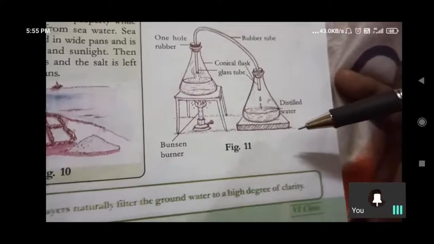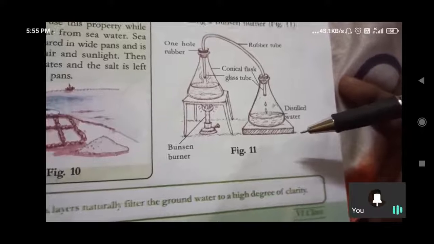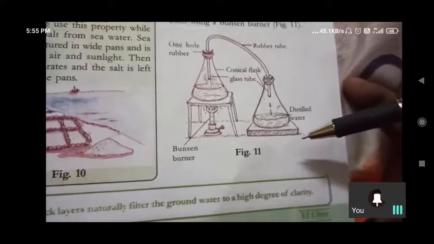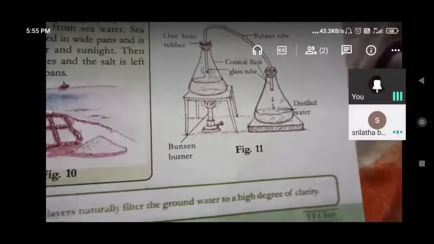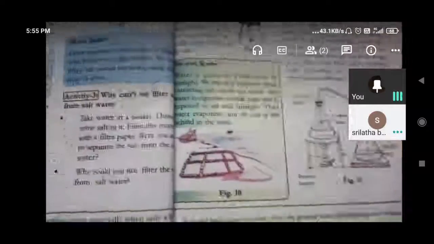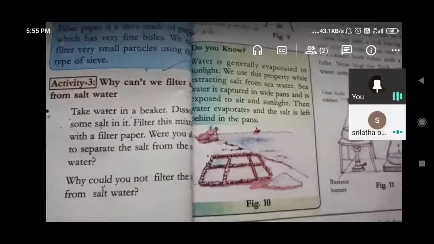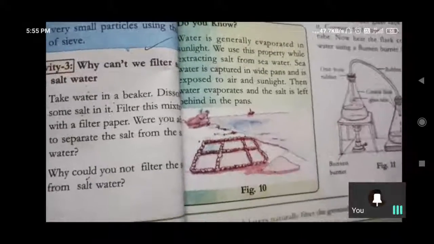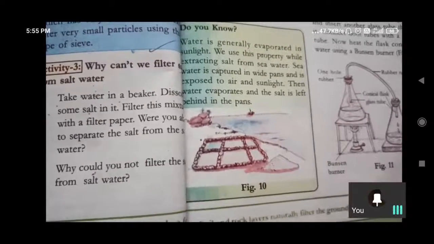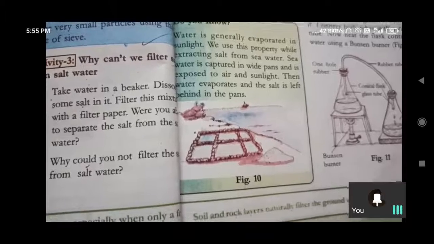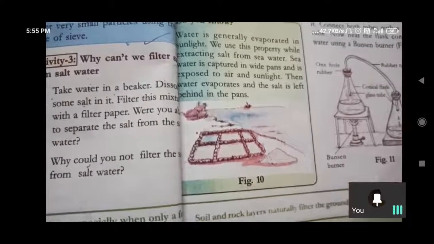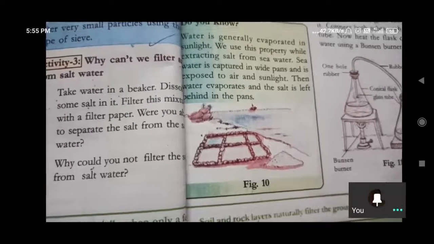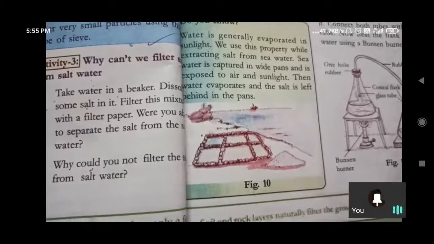Again, you listen to this video and understand this concept, okay, Nana, Kaushik? Now coming to crystallization, it is the process by which we get salt from sea water. How are we getting salt from the sea water? We are getting salt from the sea. Is it correct?